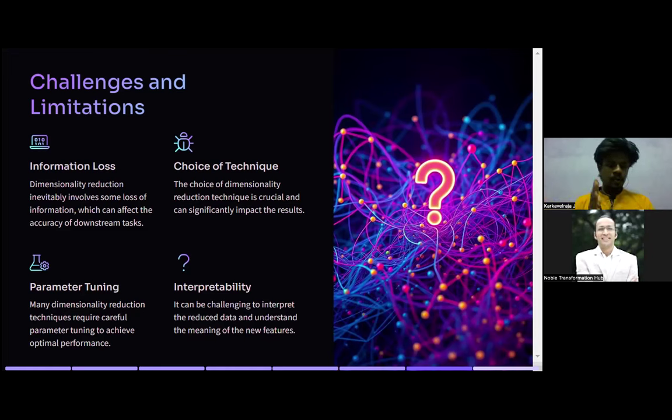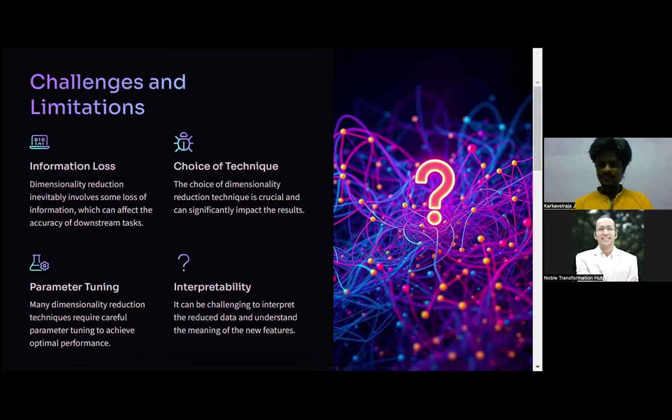Then interpretability, that is a major problem. It can be challenging to interpret the reduced data and understand the meaning of new features, because consider we are having 1,000 features which can represent the target value. Now we are having only 10 features, then the explainability of the data is reduced, right? We cannot say these are 10 features and this can do it. We can say, but overall using 1,000 data to represent a target value is much easier for the client or anyone than using 10 data to represent the output or target. So these are the challenges and limitations. Okay, so yeah, sir, over to you.